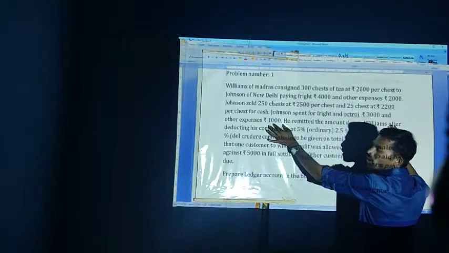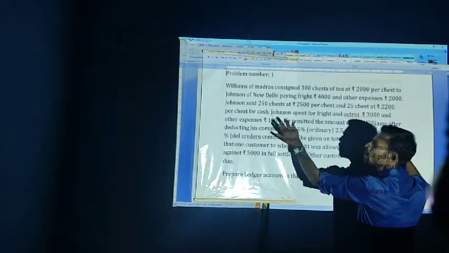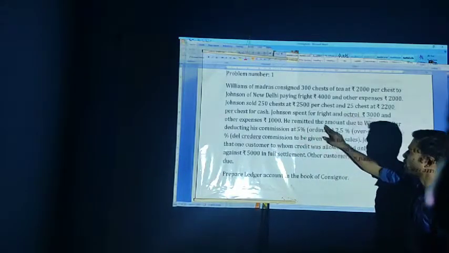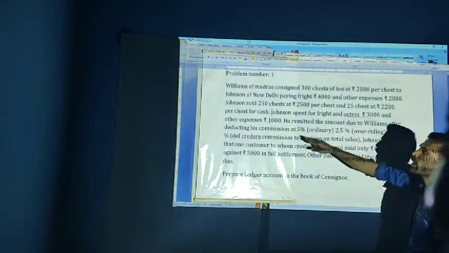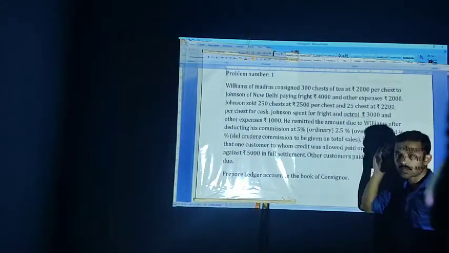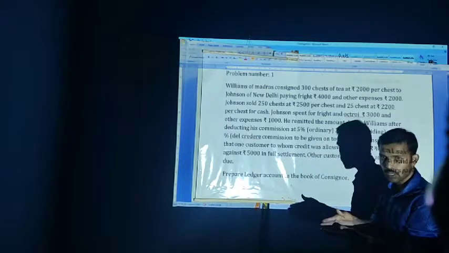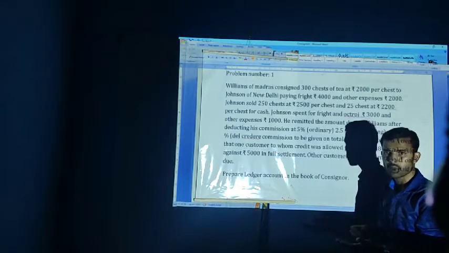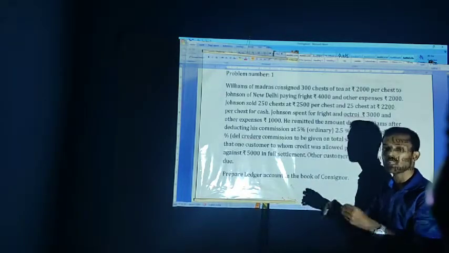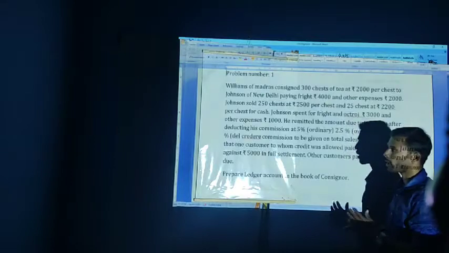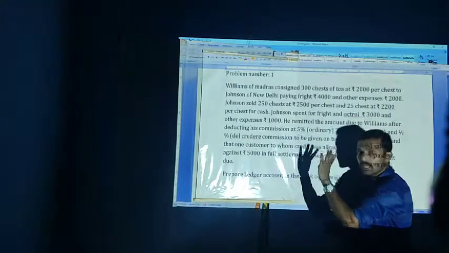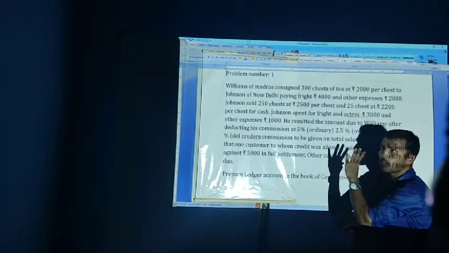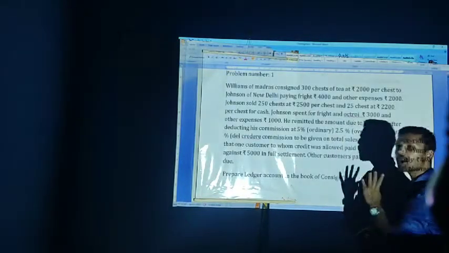In the Johnson account of the consignment account we prepare, on the debit side it becomes 4000. Next, carefully listen, he remitted the amount due to Williams after deducting his commission and whatever expenses were made. From the sales he made, he deducts the expenses he incurred and the commission due to him, and sends back the remaining amount. When he is remitting the amount to the consignor, the entry in the books of the consignor will be bank account debit to consignee account.